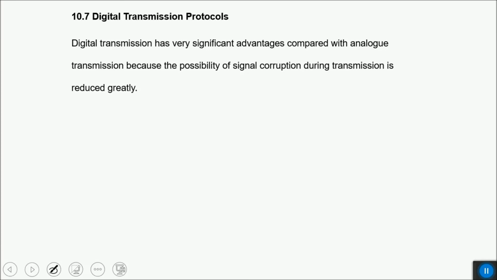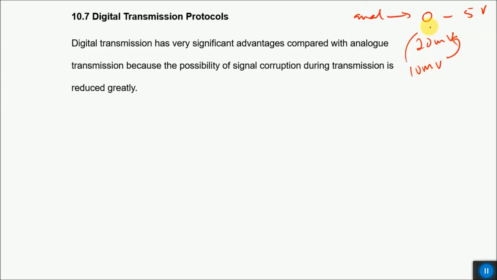So there are certain digital transmission protocols that have been developed, and digital transmission has very significant advantages as compared to analog signal transmission, because the possibility of signal corruption during the transmission is greatly reduced. As we discussed, if you have your analog voltage varying from 0 to 5 volts, you can have a signal of 20 millivolts, and if you have a noise of 10 millivolts, it is 50% of that signal. So your SNR is much reduced, and your signal is not significant anymore.